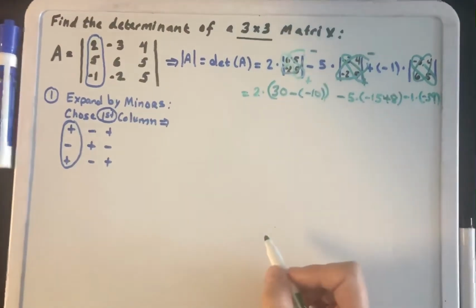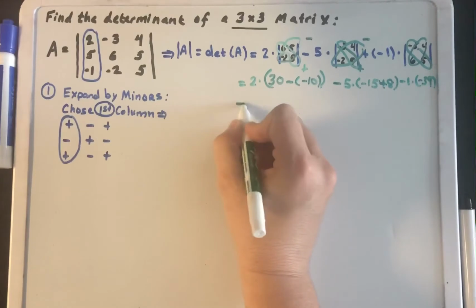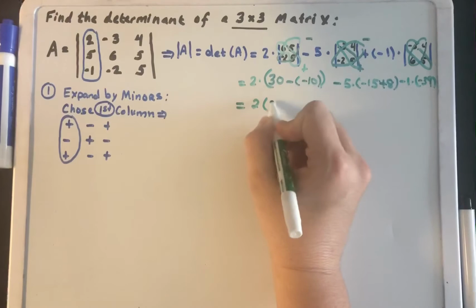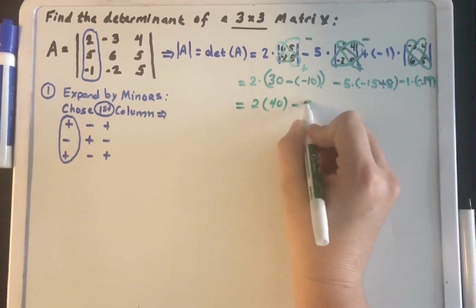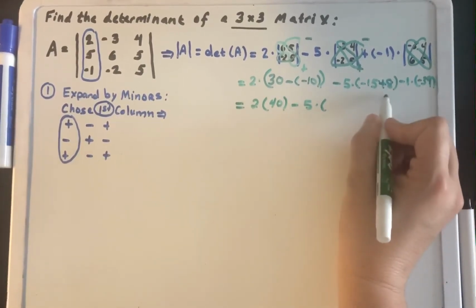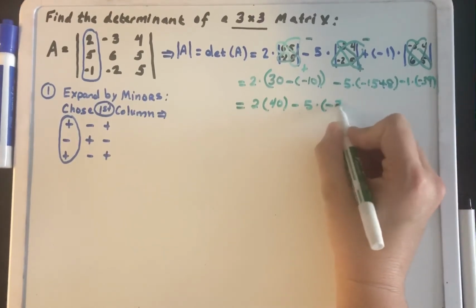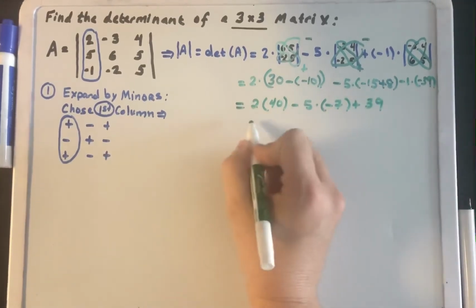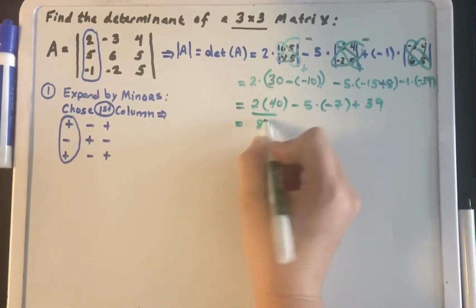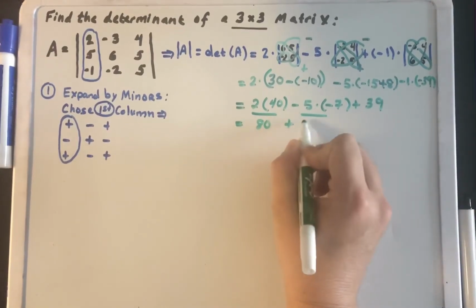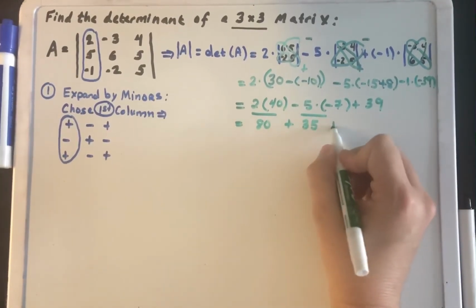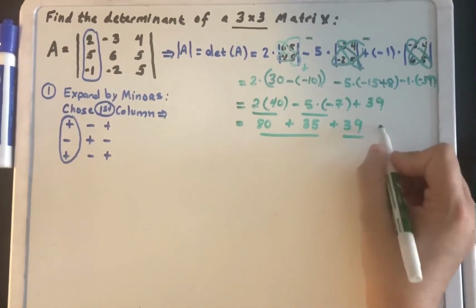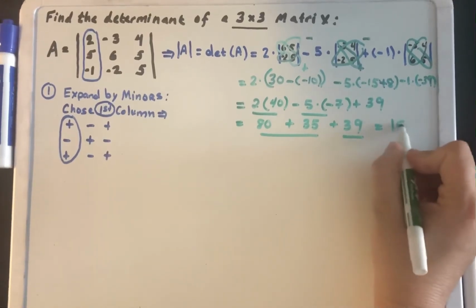Okay, so now at this point, let's go ahead and do the arithmetic here. We'd have 2 times 30, watch your double negative, 30 plus 10 is 40, minus 5 times, here we have negative 15 plus 8, so I'm getting negative 7. And here we have a negative 1 times a negative 39, that's positive 39. So multiplying here, that's 80, 2 times 40. Multiplying here, watch your signs, that's positive 35 because a negative times a negative, and positive 39. So 80 plus 35, that's 115, plus 39, I'm looking at 154.